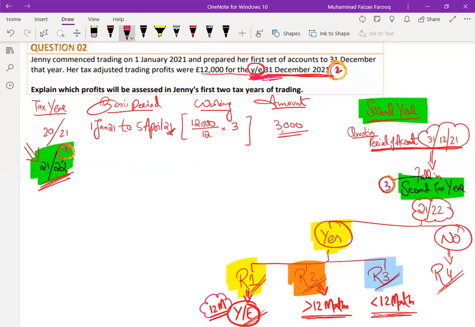So in this question, can you tell me by yourself whether rule 1 applies or not? Yes. Because it's a year end, in the question the profit given is for the 12 months period, for the year end. That's why rule 1 will apply. Right or wrong?